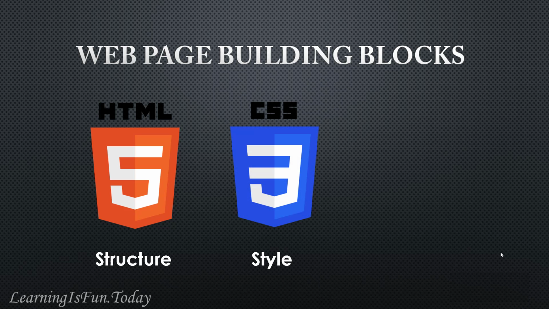The next component is the CSS, that is the cascading style sheet. What it does is it gives the positioning of the fonts and pictures and colors, and it gives really the look and feel of the page. So with the structure and the style, you can create a basic web page.